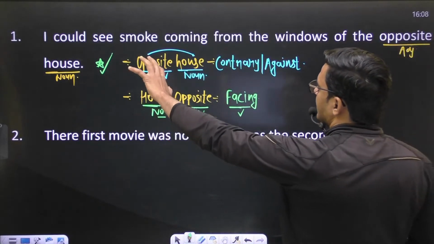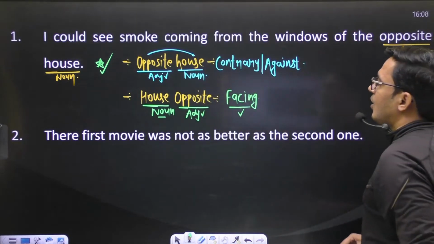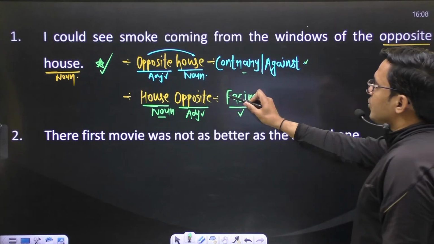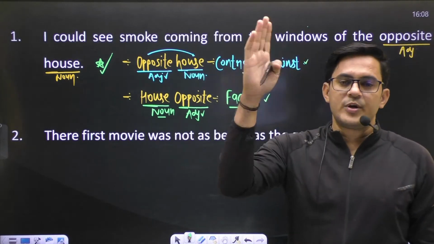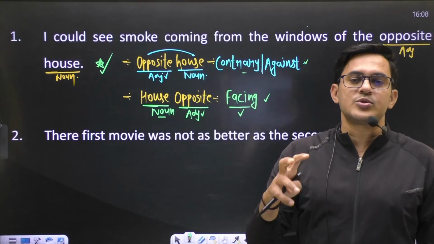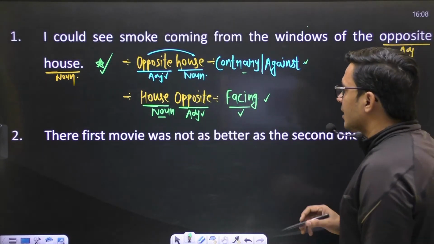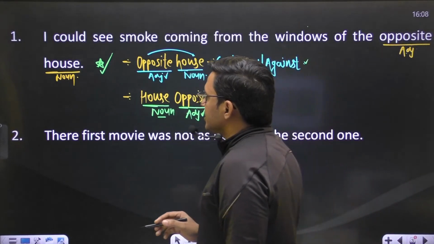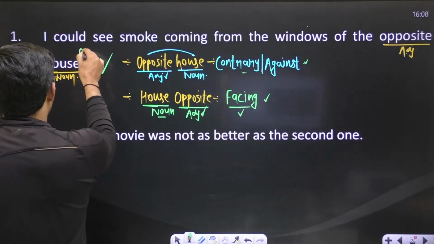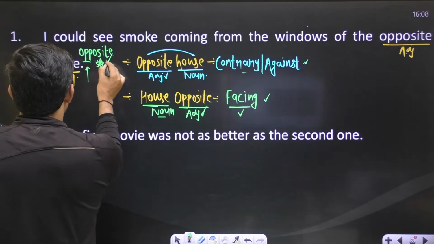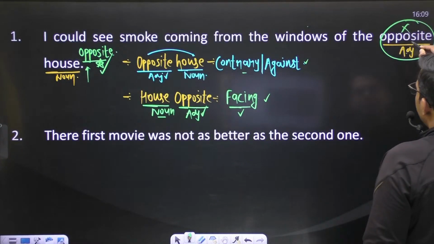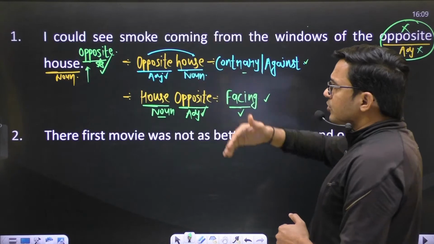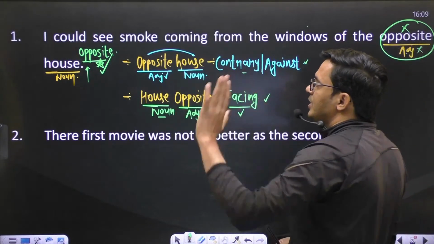Now if you apply it in the sentence, I could see smoke coming from the windows of the opposite house. Here the windows are never against, never contrary. It is talking about windows which are facing, the windows of the house in front, from which he is talking about smoke. To show the sense of facing, the adjective will come after the noun. So house opposite will be the right phrase. Drop opposite from before and apply this adjective after the noun house. So the sentence will be: I could see smoke coming from the windows of the house opposite. Now the sentence is fine.